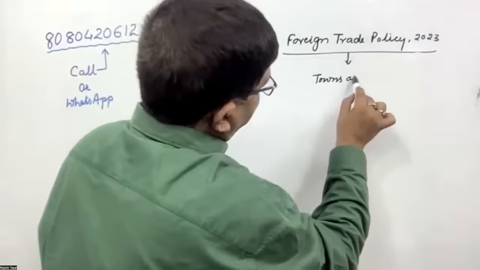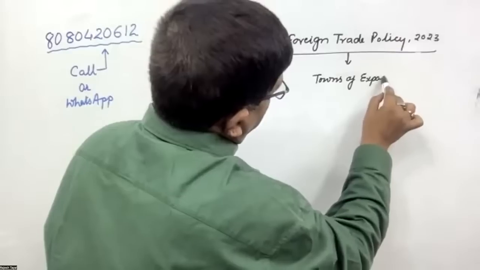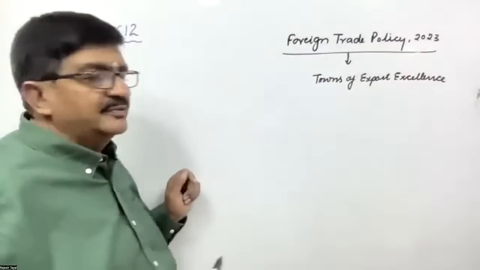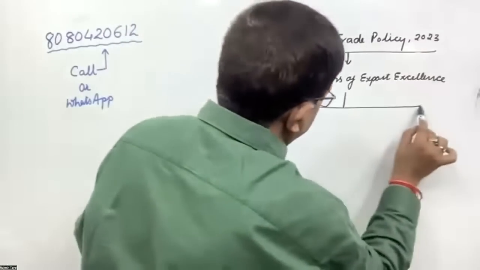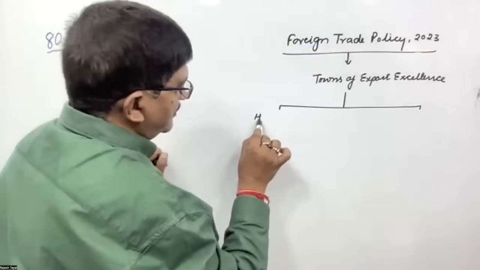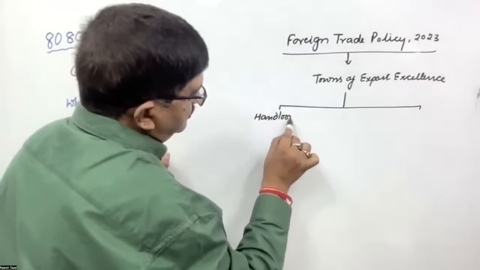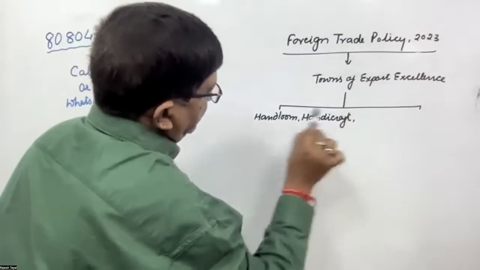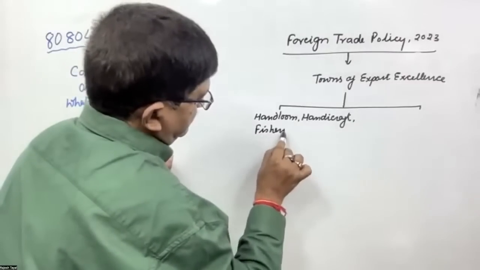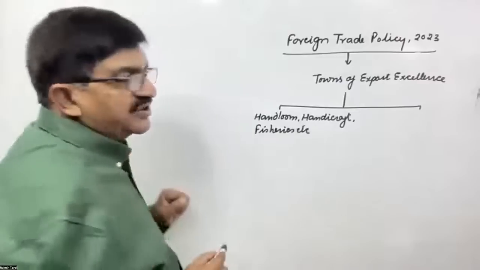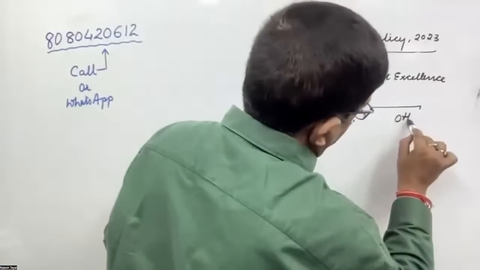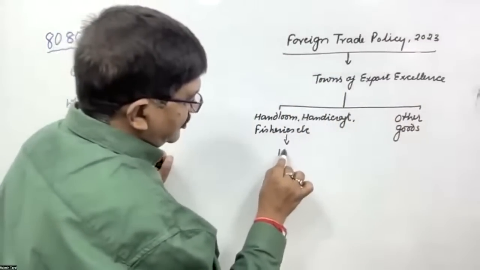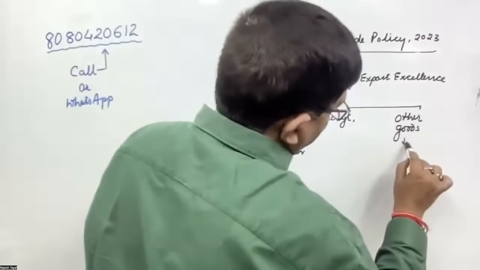Towns of export excellence. Handloom, handicraft, fisheries, etc. Other goods. For this, it is 150 crores. For this, it is 750 crores.